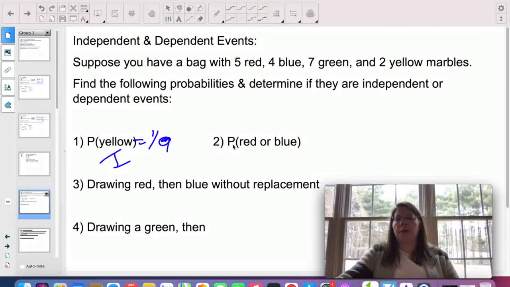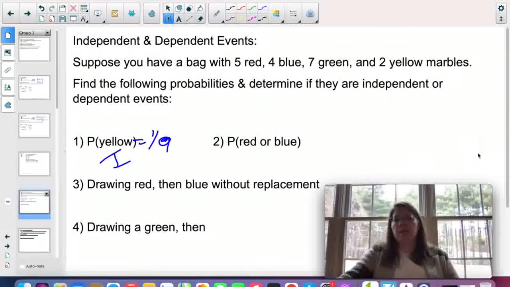2, what's the probability of reaching into the bag and picking out either a red or a blue marble, one or the other? Well, there are 5 red and there are 4 blue, so that's 9 out of the total 18. So 9 of 18, or 9 over 18, would be a 1/2.